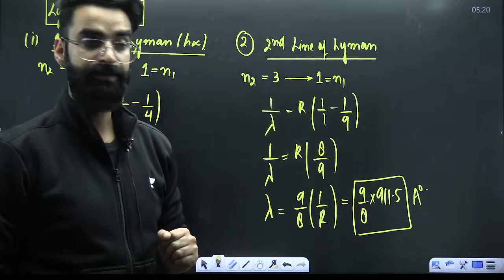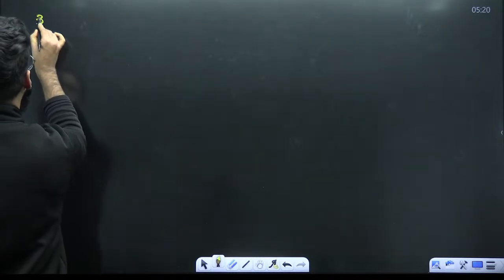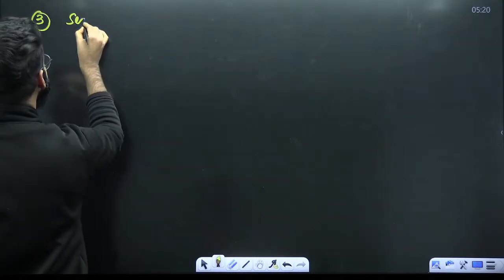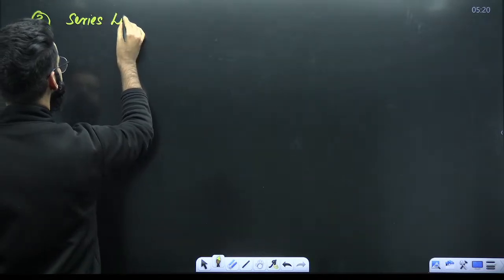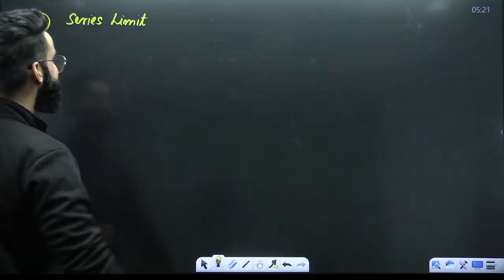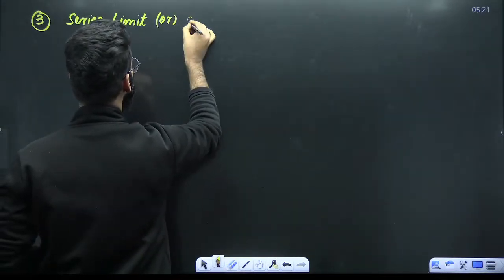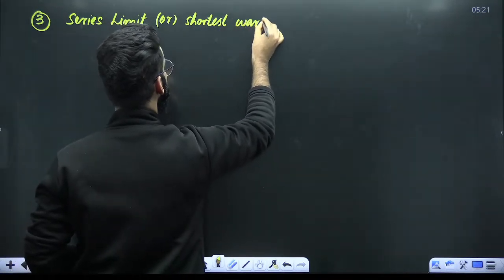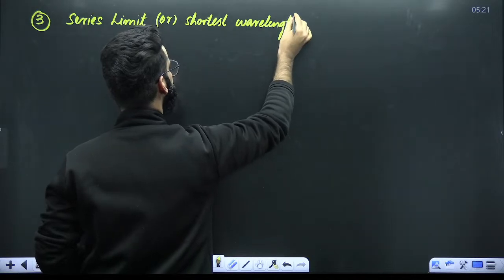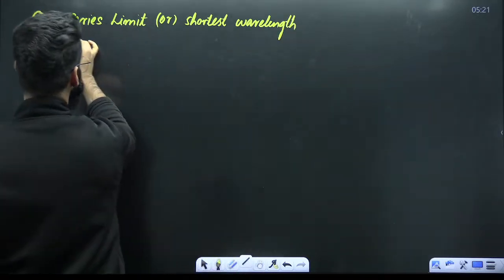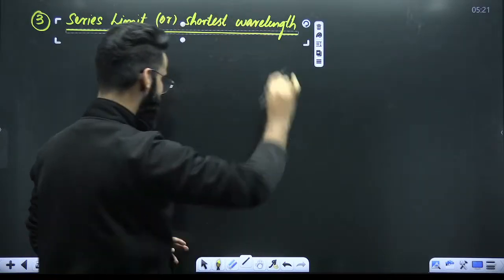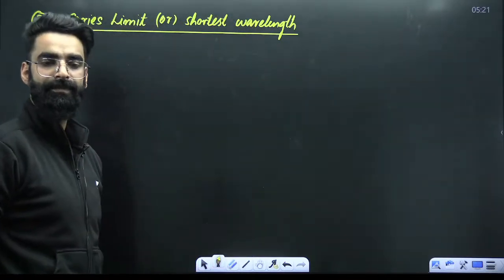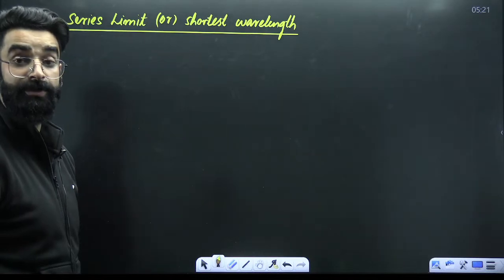There is one more term here. What is that term? My dear students, in Lyman series only, I'm going to introduce one more term. That's called series limit. Series limit is also called the shortest wavelength. Sometimes they'll ask you directly, calculate the shortest wavelength in Lyman. Sometimes they'll ask you, calculate the series limit in Lyman. Both the things are the same. Now, series limit or shortest wavelength in Lyman.